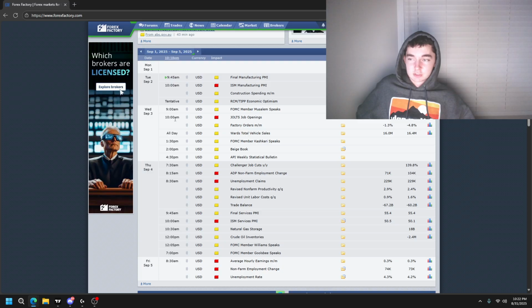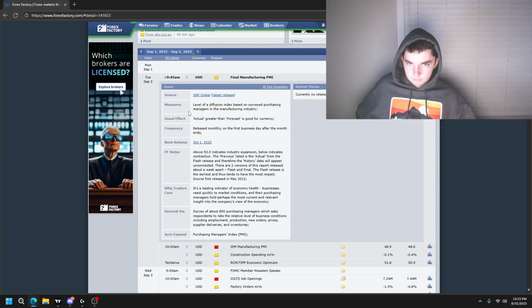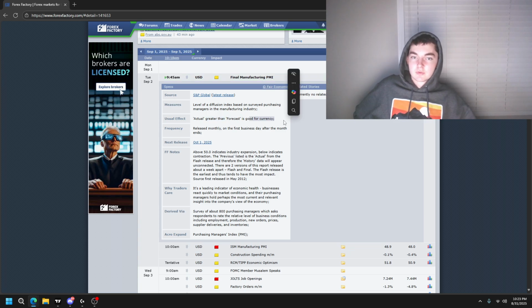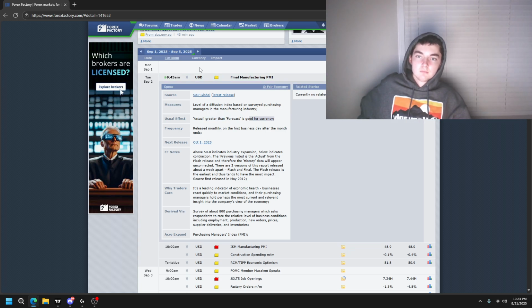If you want to see how it played out, what the numbers were, you'll see these four columns right here: detail, actual, forecast, previous. This is what it's expecting, and this is what it previously was. And if you go to detail, it's kind of complicated, but you'll see it says usual effect: actual greater than forecast is good. If the forecast is 53.3, anything higher, when the news comes out, if it's greater than 53.3, then it's good for the currency, which means it's going to be bullish news.